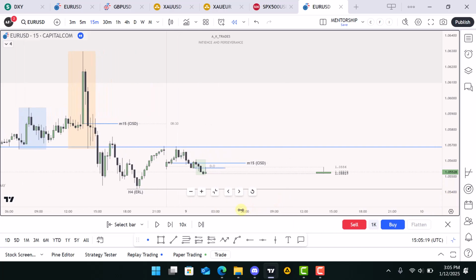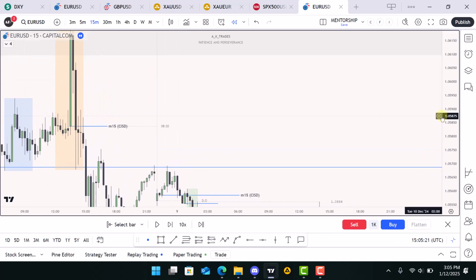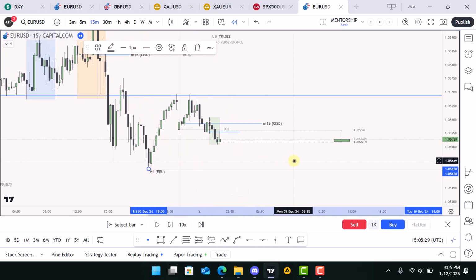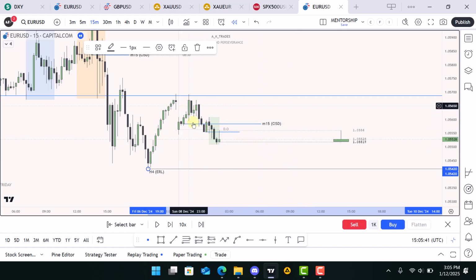Now, this strategy is not limited to any time frame. It is fractal. You can apply it on all time frames. It also doesn't matter the session that you trade with. Setups can form in any session. It can be the Asian session, it can be the London session, it can be the New York session. Now, as we can see, the opportunity here is forming right in the Asian session.